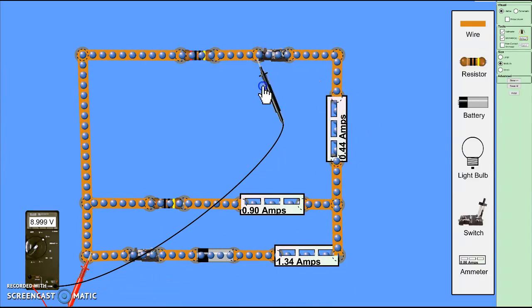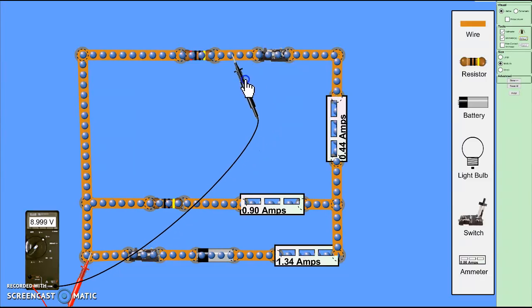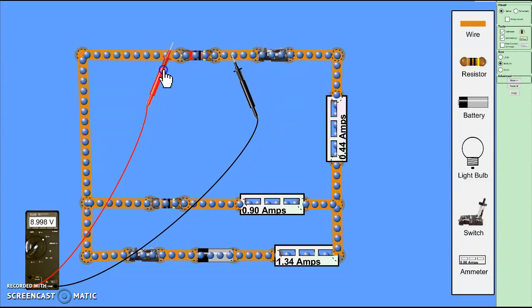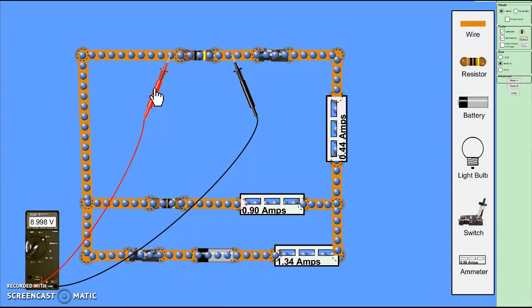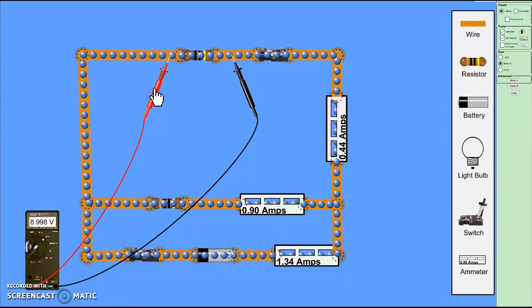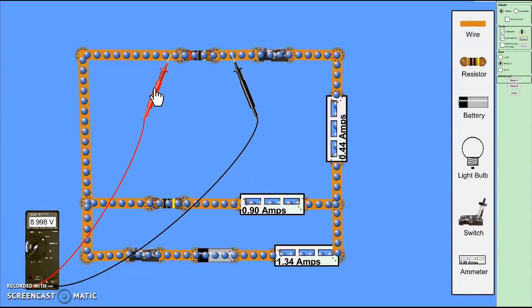So when we have a parallel circuit like this, the voltage drop across each resistor is going to be the same. This is different than what we saw in series circuits, where the voltage drop across each resistor would be different. I just wanted to give you an idea, a picture in your mind, of a parallel circuit.